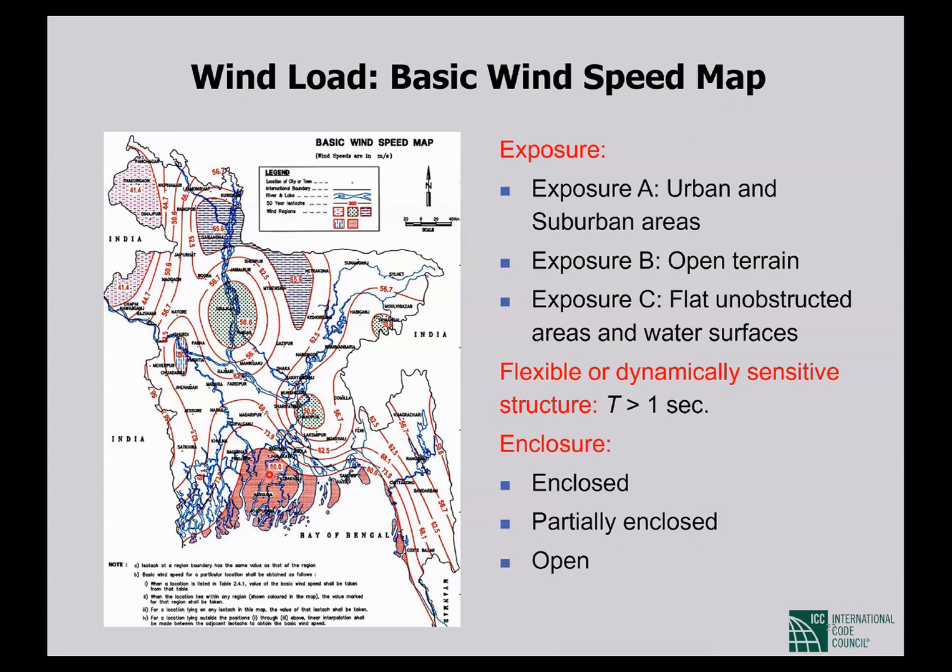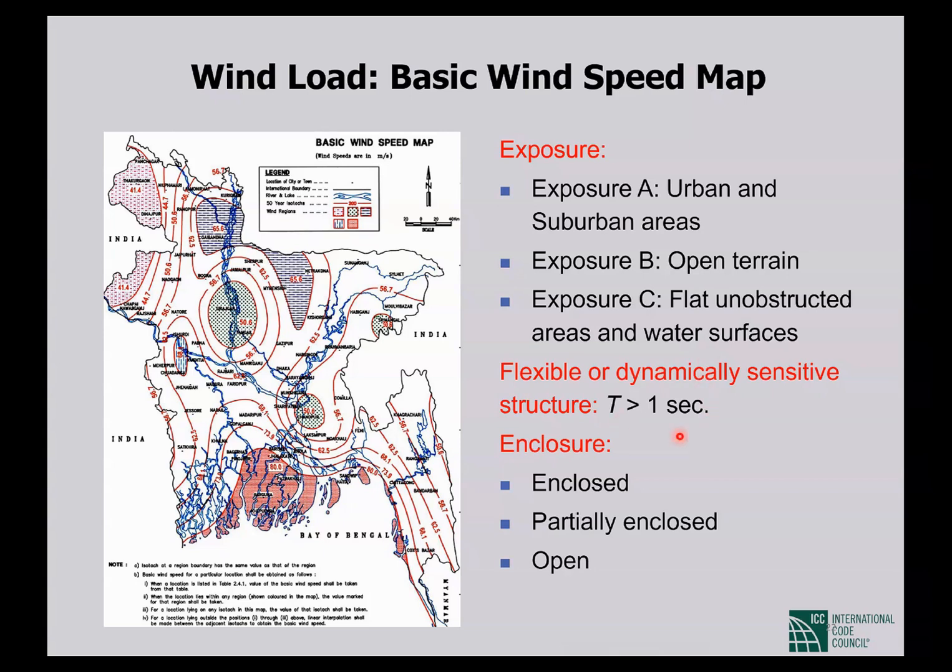So this is it. Exposure category actually depends on surface roughness. These are basically surface roughness definitions: urban or suburban, open terrain, flat, unobstructed areas. Based on that surface roughness, and with some other information like to what extent the open terrain or flat unobstructed area is, the exposure category is determined.